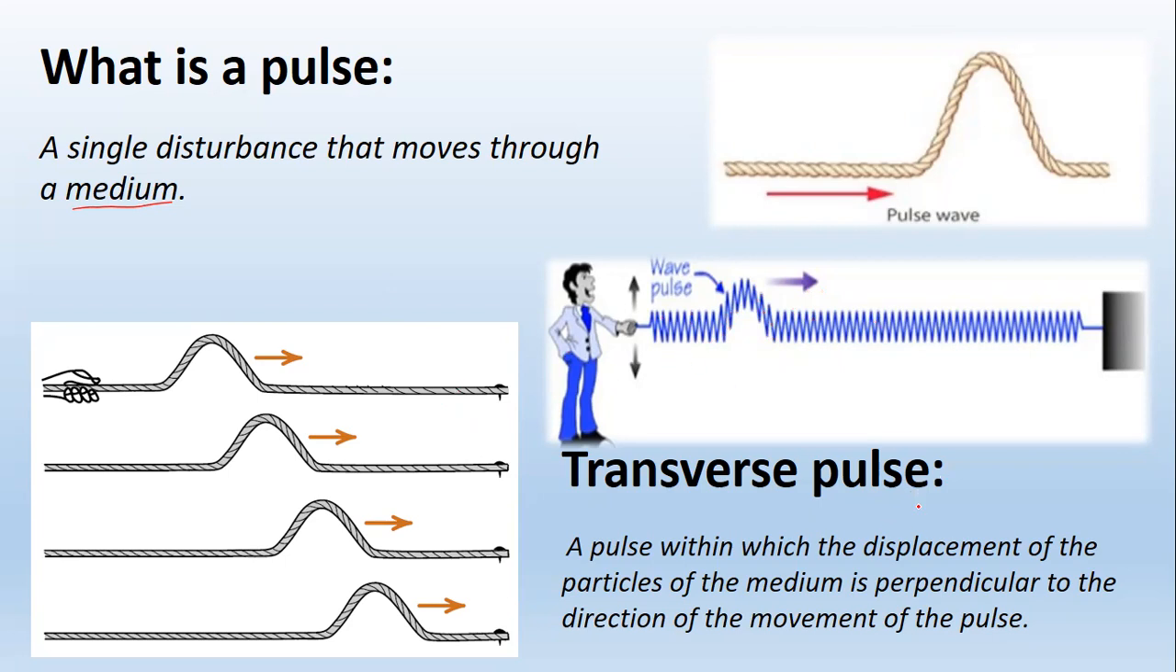Now, what is a transverse pulse? A transverse pulse is a definition that is a little bit deeper than a pulse, but we need to understand it as well. A transverse pulse is a pulse within which the displacement of the particles of the medium is perpendicular to the direction of the movement of the pulse.